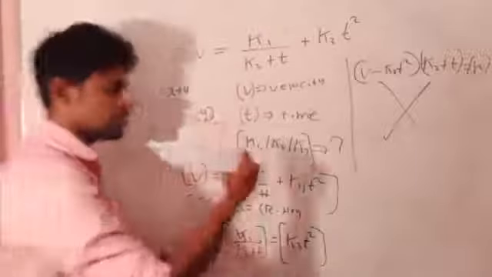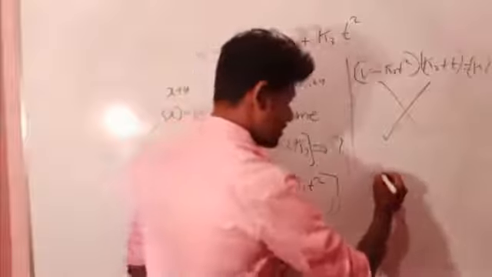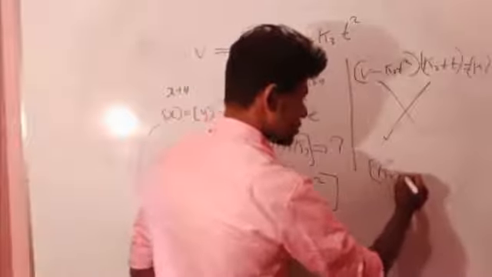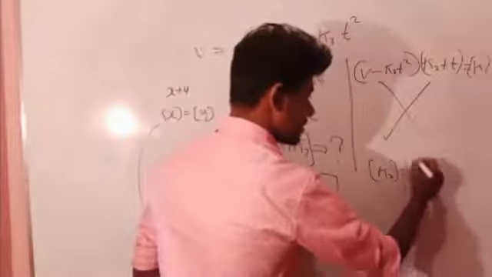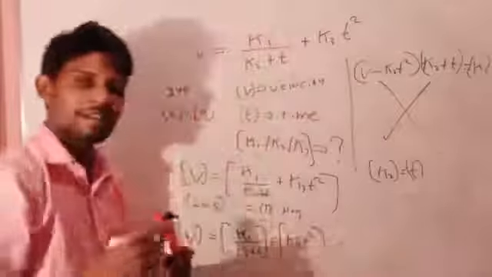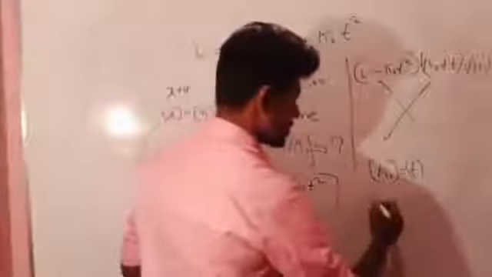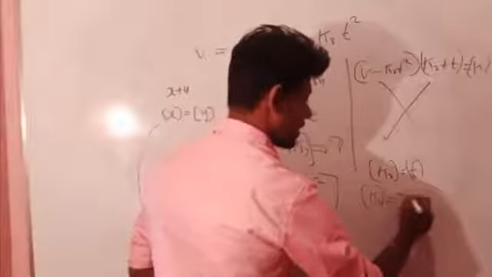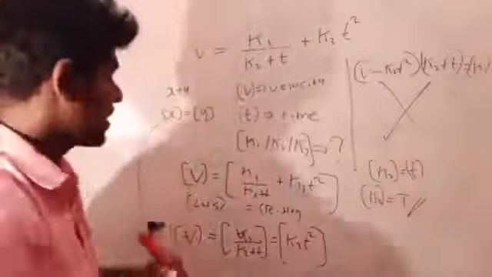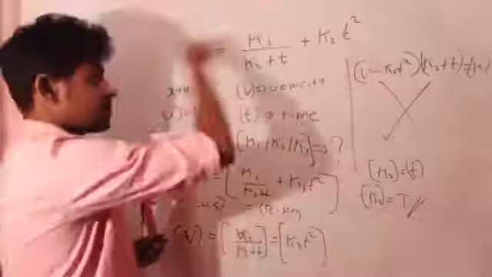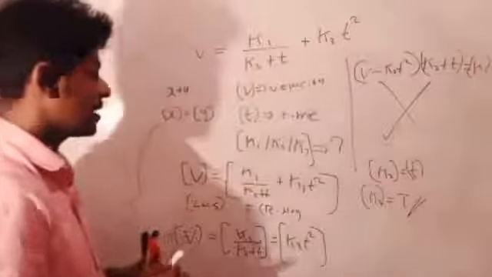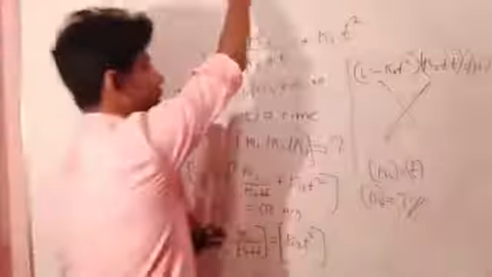According to that rule, I can write dimension of K2 should be equal to the dimension of T. So dimension of T is nothing other than time. So dimension of K2 is going to be capital T. I found that. Now the second one. I can use the same rule to find out K3. Now I have to erase this part.